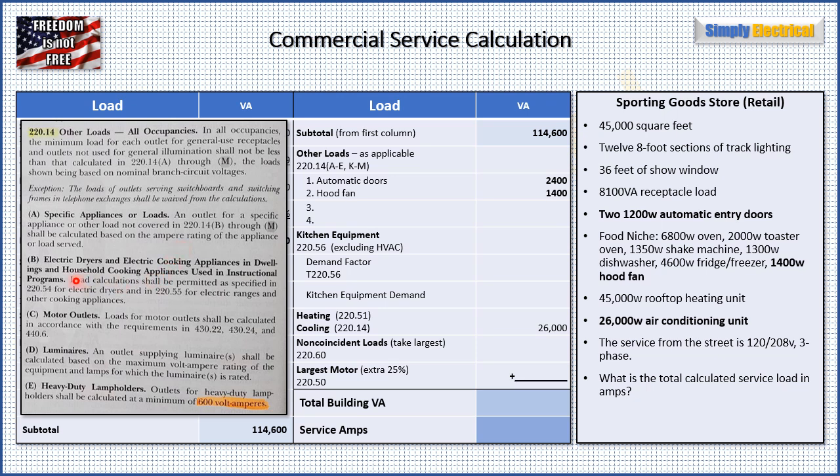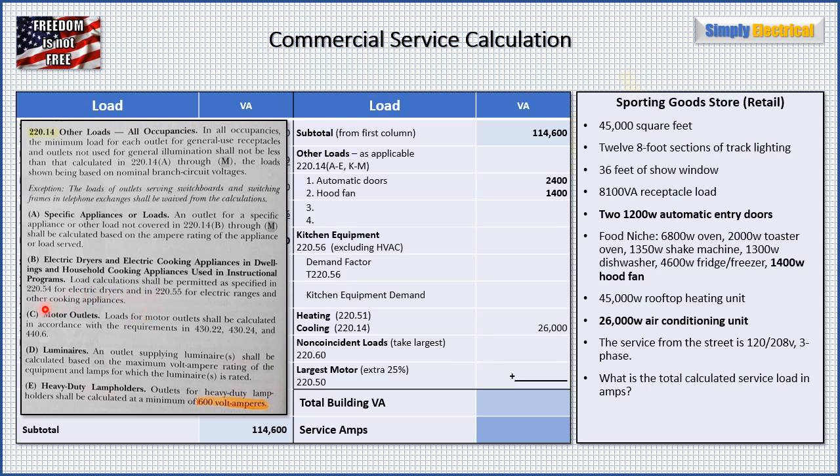Okay, B. Electric dryers and electric cooking appliances in dwellings, which doesn't apply to us, and household cooking appliances used in instructional programs, which doesn't apply to us but could apply to commercial. It says load calculations shall be permitted as specified in 220.54 for electric dryers and in 220.55 for electric ranges and other cooking appliances. All right, so that's mostly for residential, but if you happen to have some kind of showroom or a training facility where you have household cooking appliances but they're used for instructional programs, then this would also apply there.